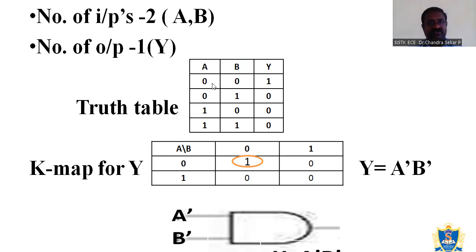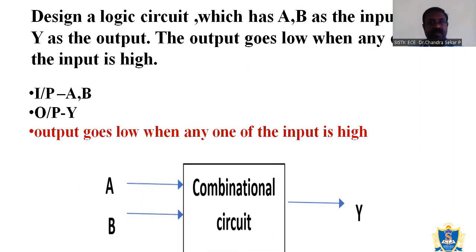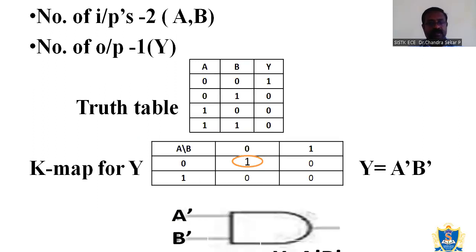What is the problem statement? If any one input goes high, then the output will be low. Here A and B are the two inputs. For two inputs, we get 2 power n, that is 2 power 2, so 4 combinations for A and B: 0 0, 0 1, 1 0, 1 1.